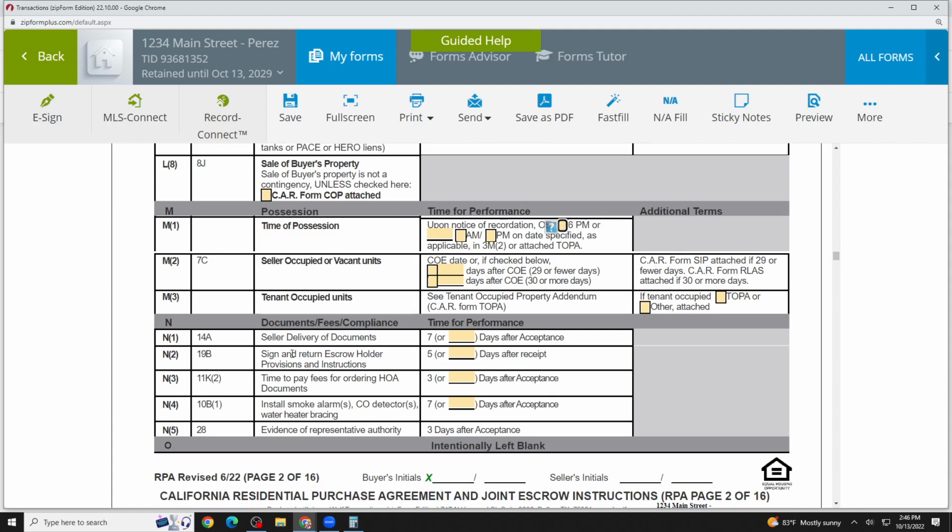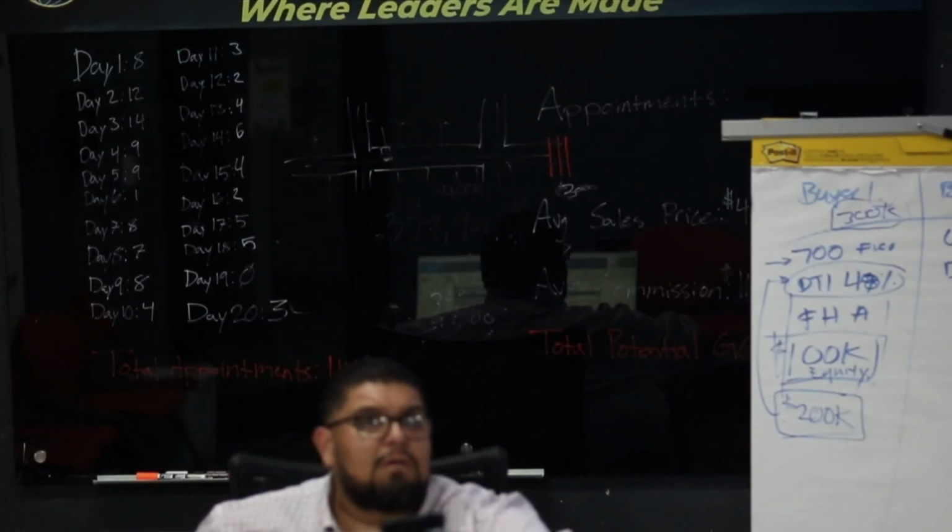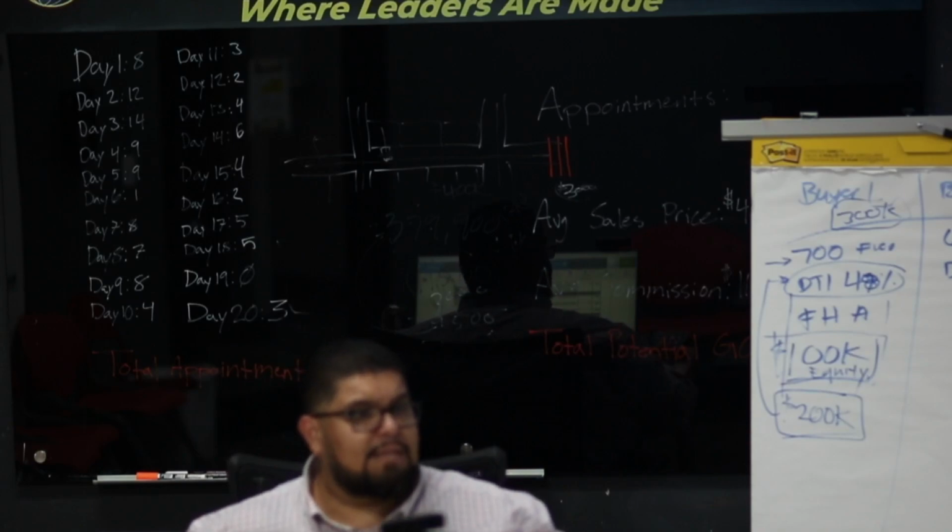Documents and fees, seller delivery of documents is what? We said it already. Disclosures, or any seller documents. The seller has 7 days to make this happen. So if they have 7 days, how many days does that leave the buyer to review them? 10. 10, right?